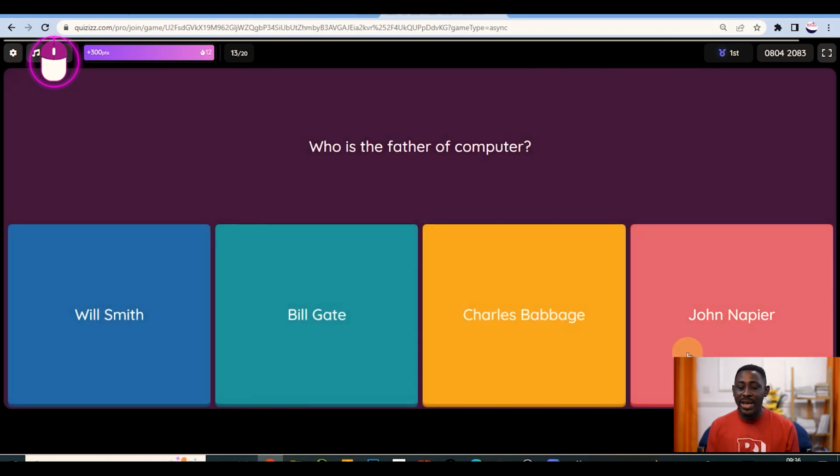Now the next question is, who is the father of the computer? Will Smith? No, he's a movie star. Bill Gates? No, he's the owner of Microsoft. Charles Babbage? Yes, he's the father of the computer.